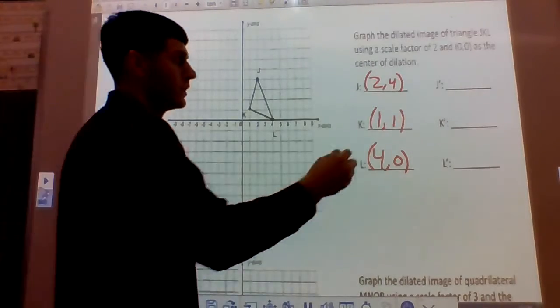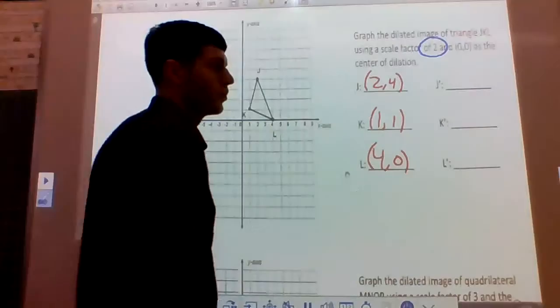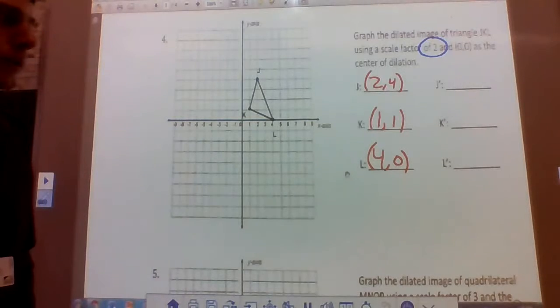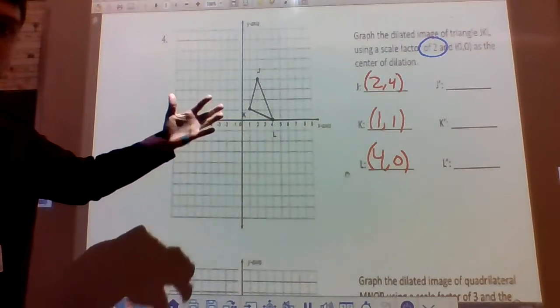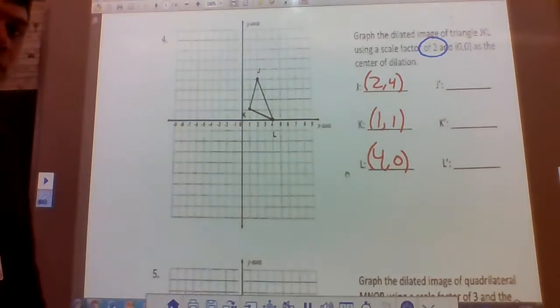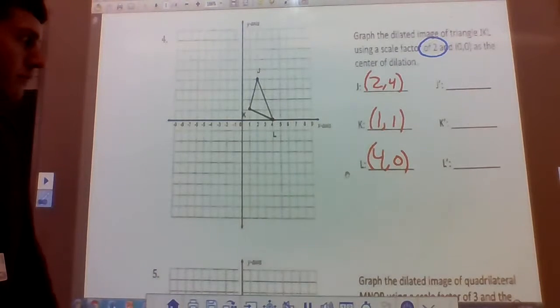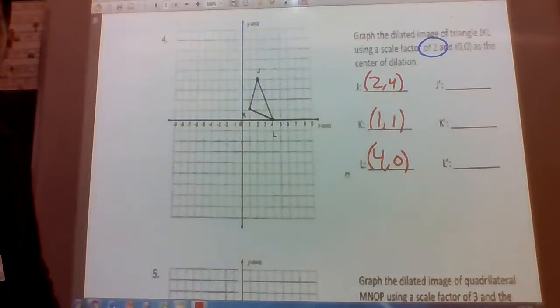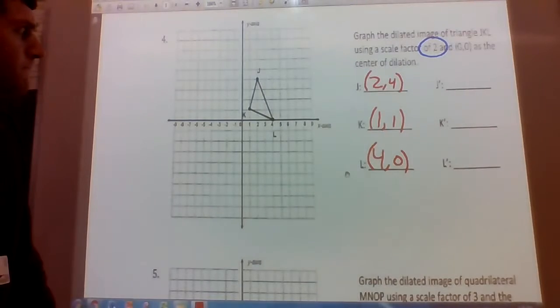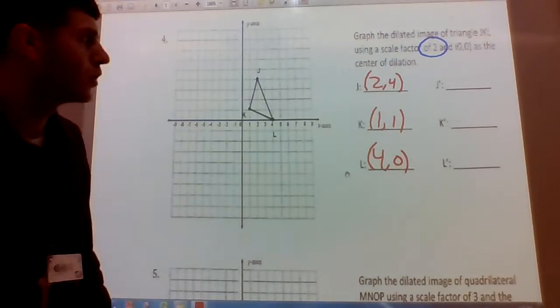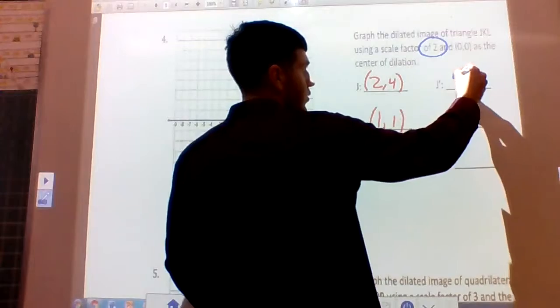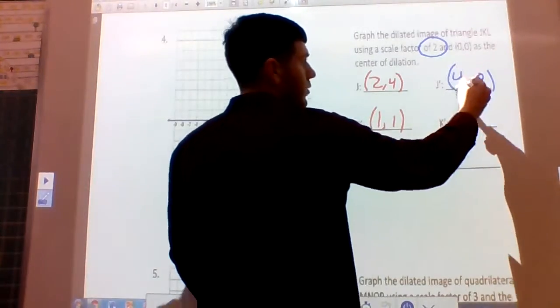Okay. Scale factor is 2. So we're going to make this new triangle twice as large. It's going to expand, so everything's going to be twice as far from the origin. So 2, 4. 2 times 2 is 4. 4 times 2 is 8. So we're going to 4, 8.